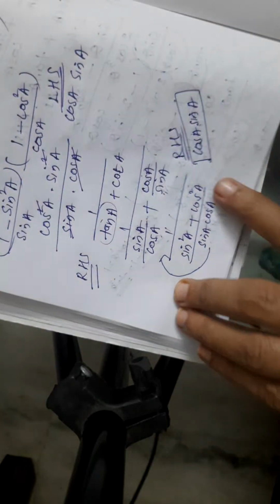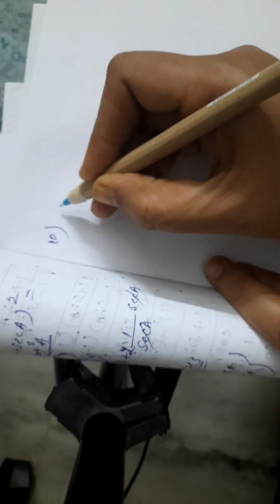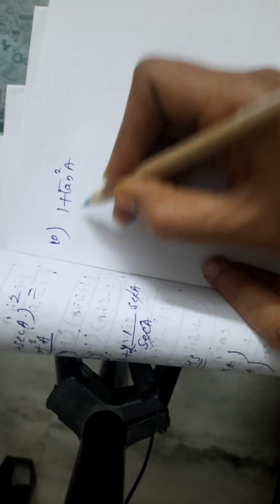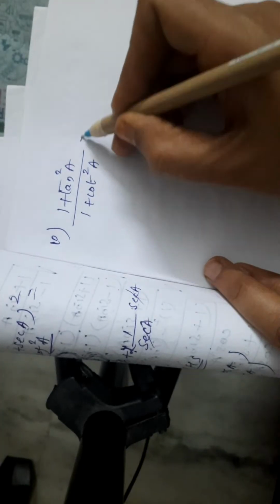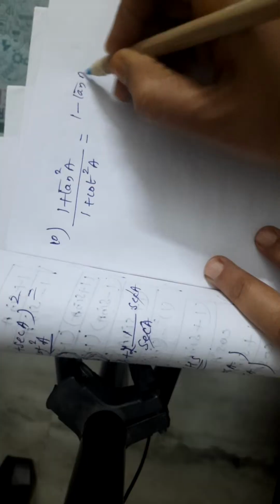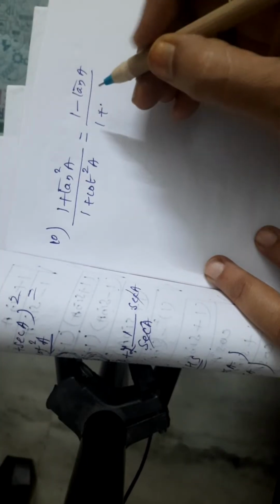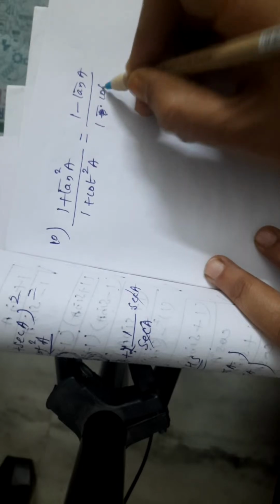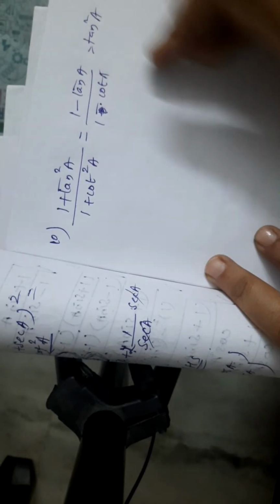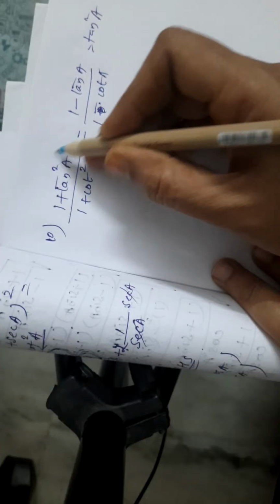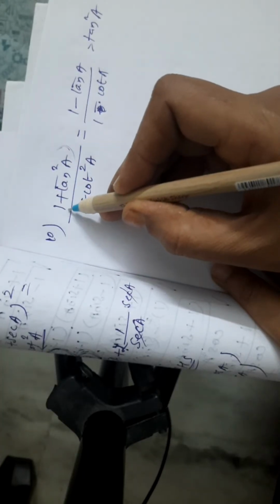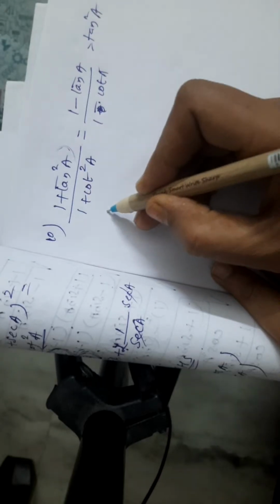Now we are on the last question of the session. So this is the last question, question number 10: 1 plus tan square A upon 1 plus cot square A. We need to make it equal to 1 minus tan A upon 1 minus cot A, equal to tan square A. So let's start with the first term, 1 plus tan square A. Use the identity: sec square minus tan square is 1. So 1 plus tan square will be sec square.